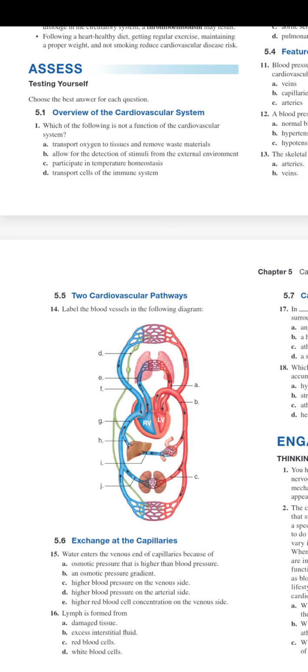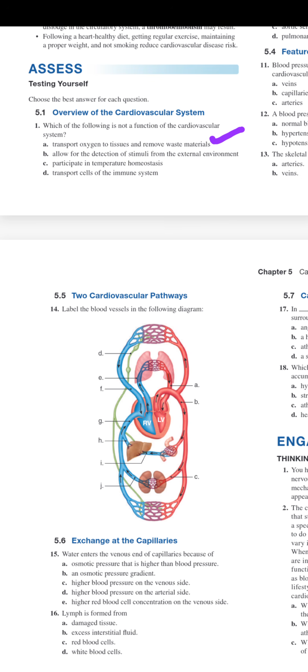Which of the following is not a function of the cardiovascular system? So transporting oxygen, basically that's what your heart does. It pumps blood full of oxygen and it has to transport it to the rest of your body, and it removes waste materials. Yes, it moves them to the kidney and the liver.